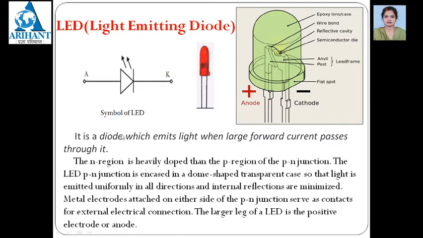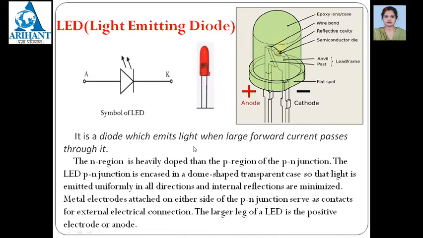So the diode which emits light when a large forward current passes through it is called an LED. In case of LED, the N region is heavily doped than the P region. The LED PN junction is encased in a dome-shaped transparent case so that light is emitted uniformly in all the directions. If it is not dome-shaped, light will not be spread uniformly in all the directions, and also internal reflections cannot be minimized. For that purpose, the outer shape is dome-shaped.